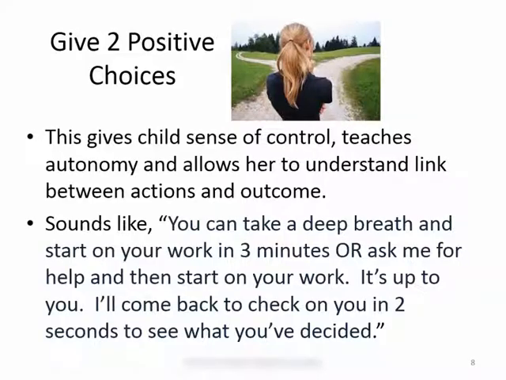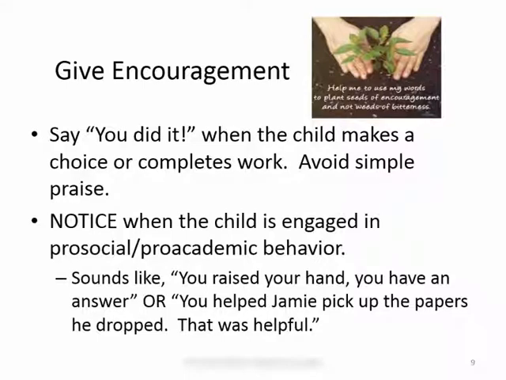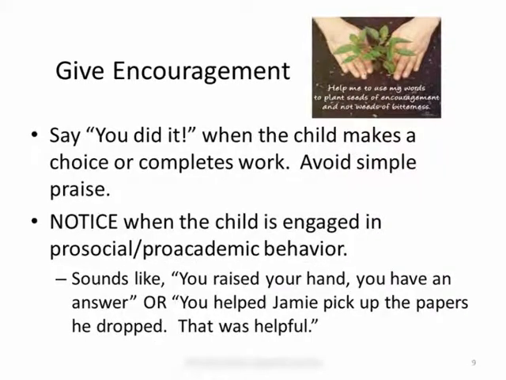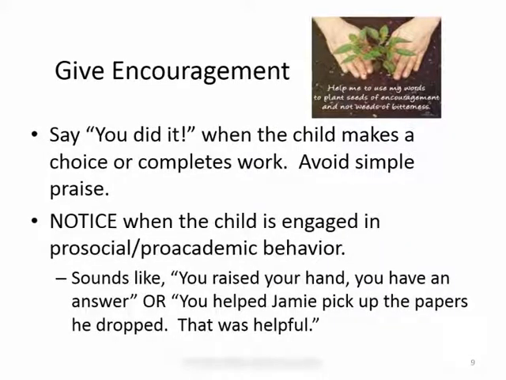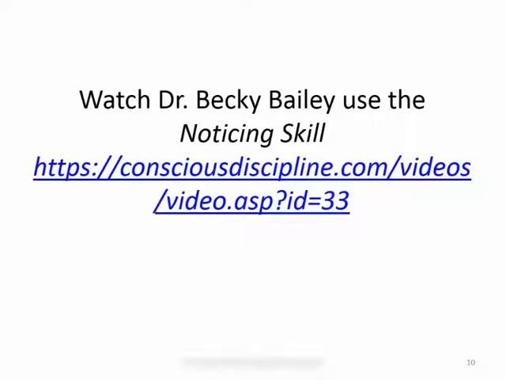Now you can help the child shift into a higher brain state by giving two positive choices. This gives a child a sense of autonomy. Follow up the choices by providing encouragement with, you did it. Again, this reinforces autonomy and mastery. Then notice when the child does independently engage in pro-social, pro-academic behavior. Watch Dr. Becky Bailey use the noticing skill in this next video.